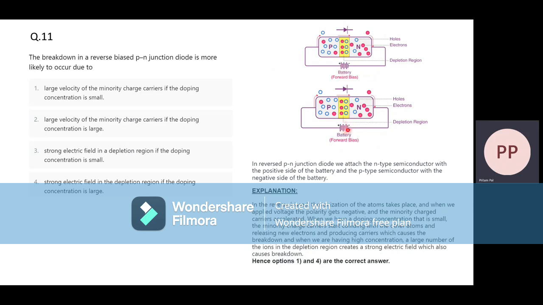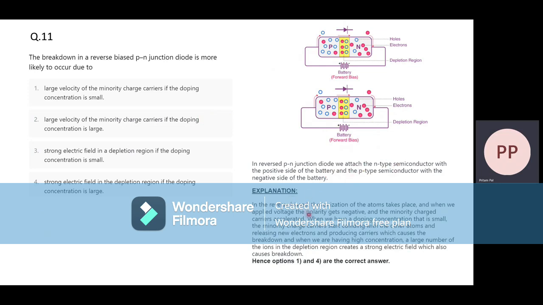What you need to do is just connect it the other way. In forward bias, the P type will be connected to the positive terminal of the battery, and the N side will be connected to the negative terminal. That's it for the forward bias. For reverse bias, what will happen? Just the vice versa. The P side will be connected to the negative terminal, and the positive side of the battery will be connected to the N type.